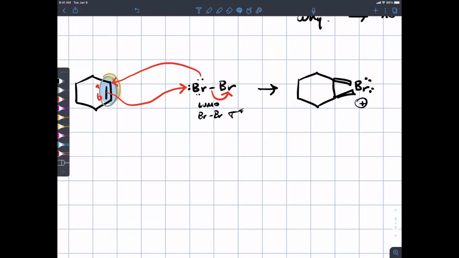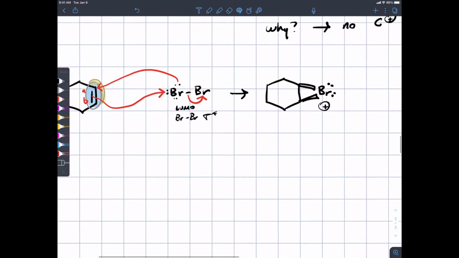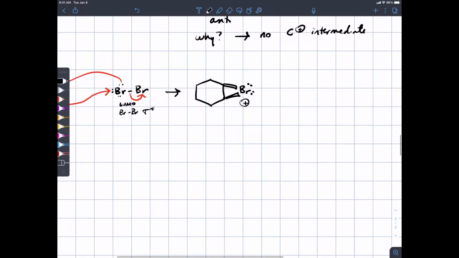Yes, the top face and the bottom face of the alkene are going to be identical. I didn't think to draw that because it turns out that this intermediate is not chiral. It's got a plane of symmetry. These two are actually equal to each other.